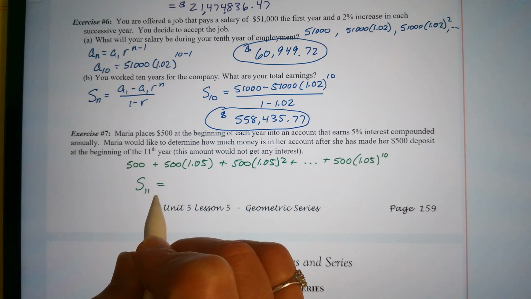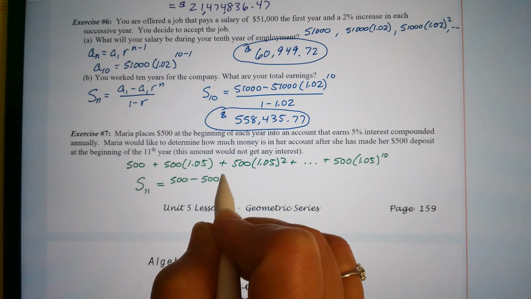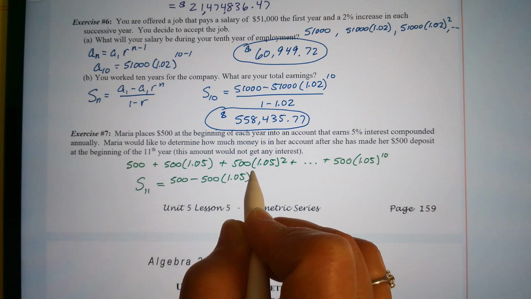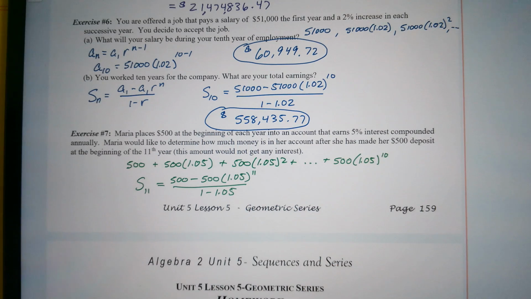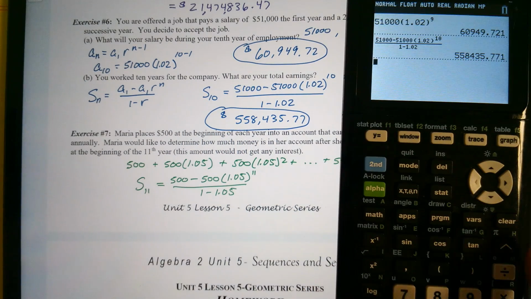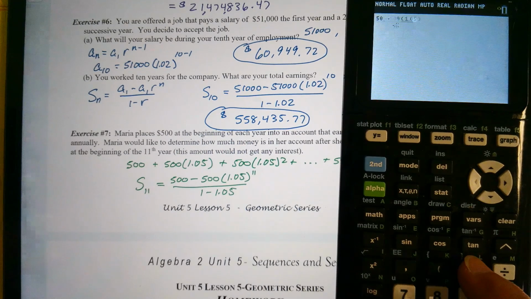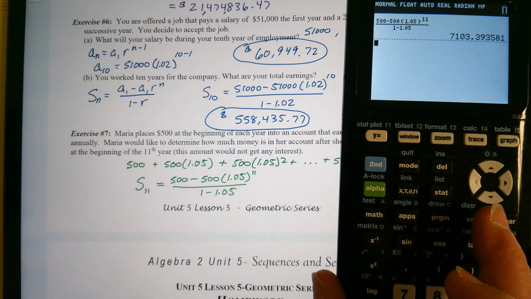And our first term is 500 minus 500 times our r value raised to the n divided by 1 minus r. $7,103.39.